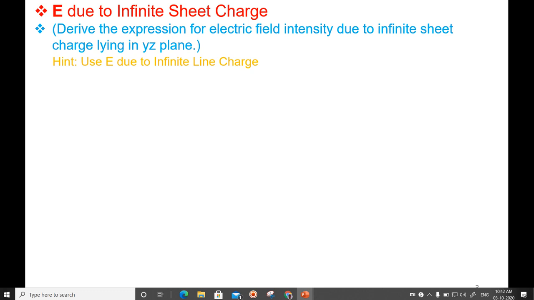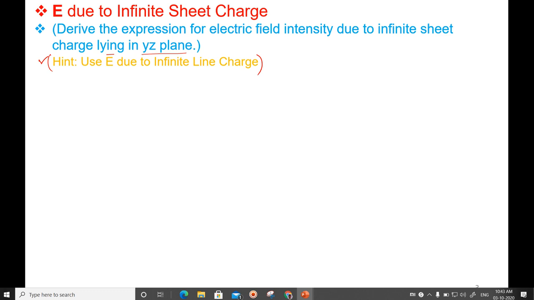The question goes like this: derive the expression for electric field intensity due to infinite sheet of charge lying in YZ plane. See here that infinite sheet of charge can lie in XY plane or YZ plane or ZX plane, anywhere. But here I have taken it as YZ plane, right? I'll stick to this. And the hint I have given, it is not mandatory, hint will not be given in the exam: use the electric field intensity E due to infinite line charge. We know the formula for E due to infinite line charge. In order to derive this, we will make use of this. Only the question will be given.